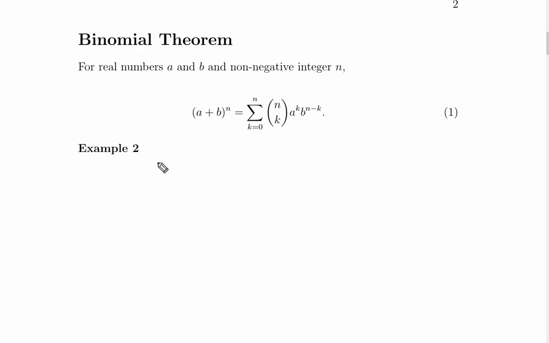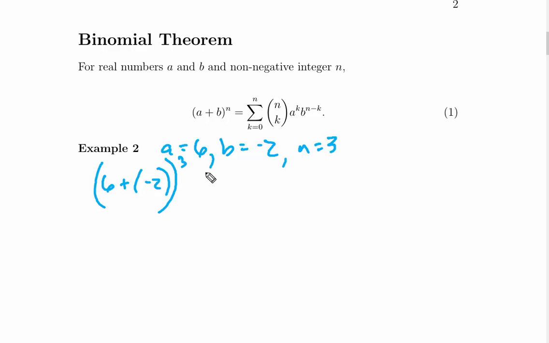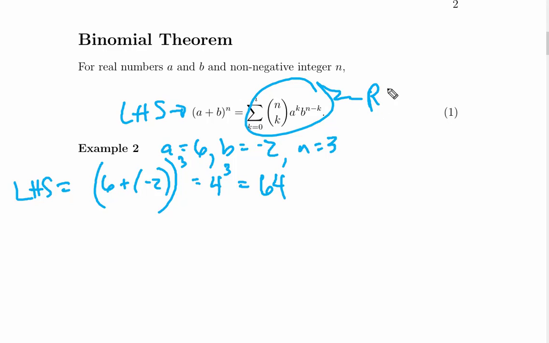Let's do an example to see that it actually works. Suppose we let a equal 6, b equal -2, and n equals, say, 3. So what is a plus b raised to the n? That's going to be 6 plus -2, which is 4. That's 4 to the third, which is 64, right? This is the left-hand side, and the right-hand side is this stuff over here. So let's check to see that they're the same in this case.